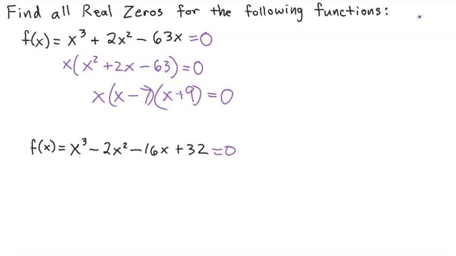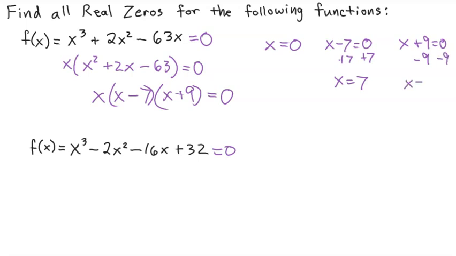And now we want the solutions. So we'll set each one of them equal to 0. x equals 0. x minus 7 equals 0. And then we'll add 7 to both sides. And we wind up with x equals 7. And then x plus 9 equals 0. And we'll subtract 9 and subtract 9. And we wind up with x equals negative 9. And so our real zeros are x equals 0, x equals 7, and x equals negative 9.